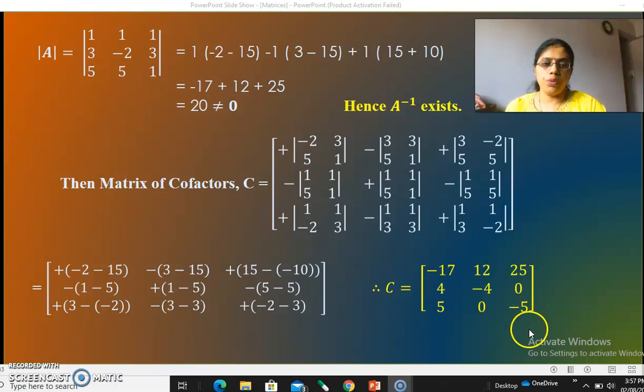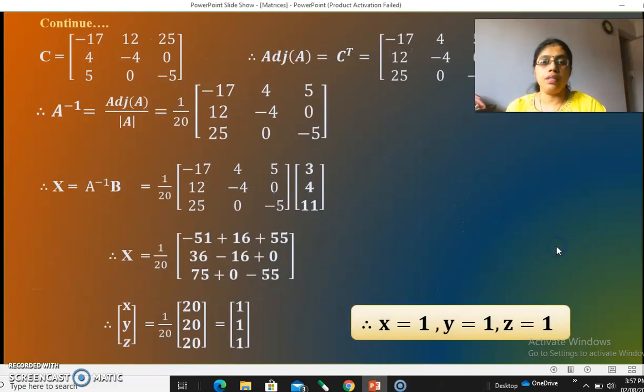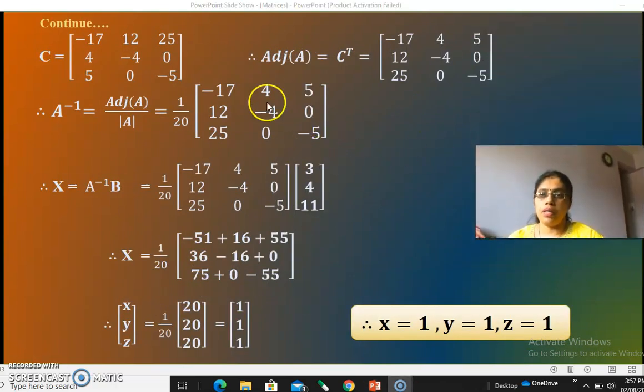After that, what do we have to do? We have to write its transpose. So this is that matrix of cofactor transpose, that is, the adjoint of A. Write rows into columns: minus 17, 12, 25, 4, minus 4, 0, 5, 0, minus 5. Okay, and then find A inverse, adjoint of A upon determinant of A. Our determinant value is 20. Adjoint of A is the matrix. Here it is. Substitute it there.